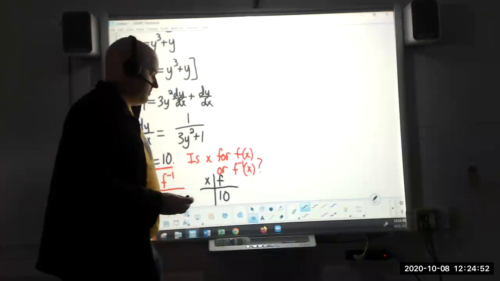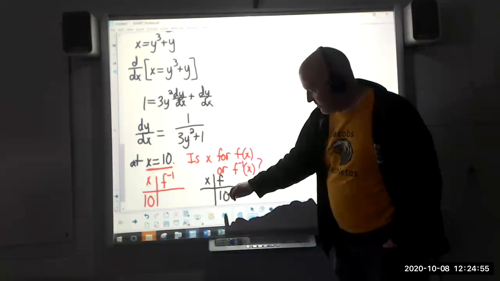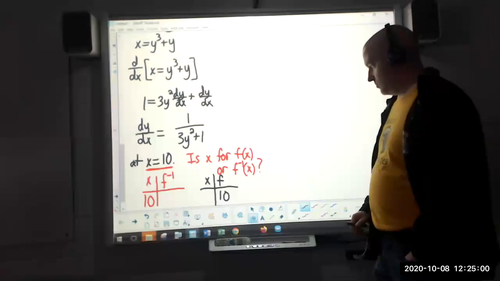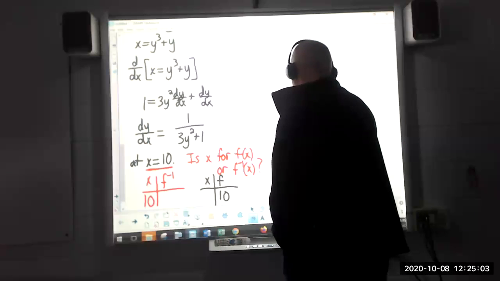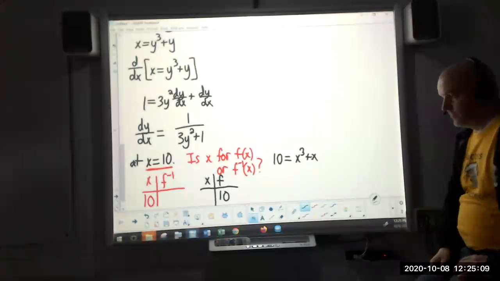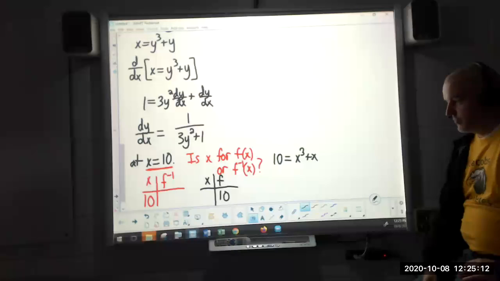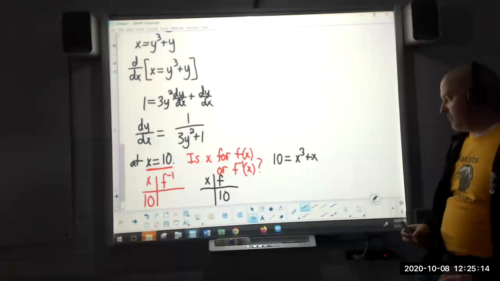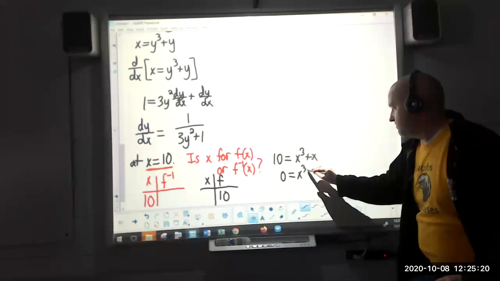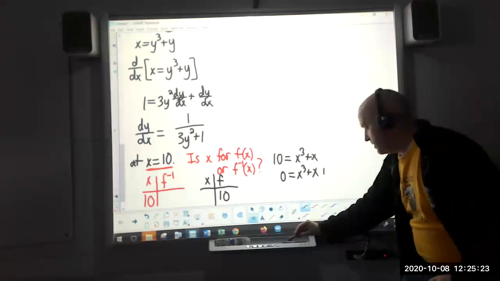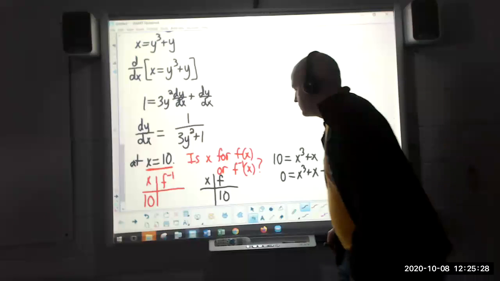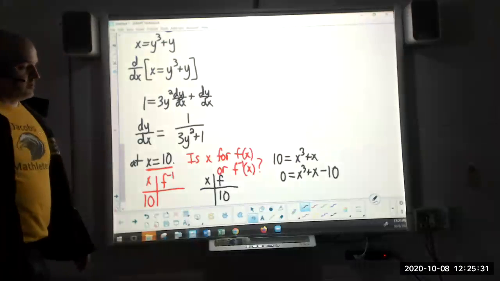Now that you're done thinking about it, we have a y value and we want an x value, right? That's what we got. Okay. That means we can solve this. This would be, give me the x value when the y value is 10. So there's a few different ways you can solve this. It's x cubed plus x minus 10. So that's the equation we want to solve.